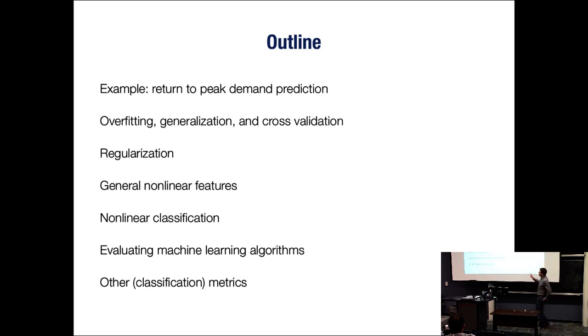So last time we started talking about regularization, as a different way of constraining the complexity of our model in order to prevent overfitting. Right? That was what we got to last time. So we'll finish that up, and then we'll take a step back a little bit and talk about more general nonlinear features.